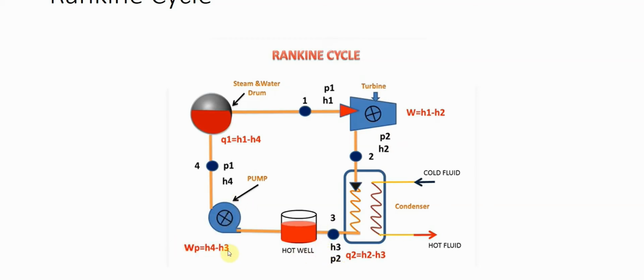For pumping, H4 minus H3 we already discussed, and then after pumping there is a pressure that is called P1. This P1 will be the same as the pressure fed to the turbine, because at this point P1 is this, and H4 will definitely change. The enthalpy will be different. Here it was H3 and H4, but P1 is the same as the pressure fed to the turbine. So this cycle is completed in this way.